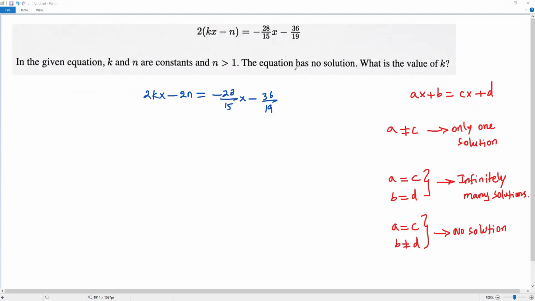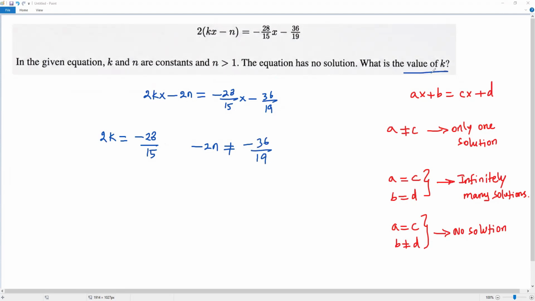Since the given equation has no solution, we have to consider the third case we have over here. That is, the coefficient of x on the left side, coefficient of x on the right side are equal. The constants are not equal. In this equation, the coefficient of x on the left side is 2k. It must be equal to the coefficient of x on the right side, that is -28/15. The constant on the left side is -2n, which is not equal to the constant on the right side, that is -36/19.